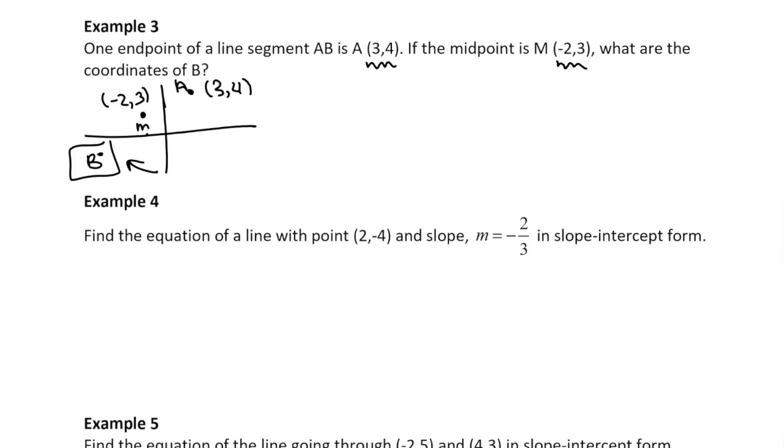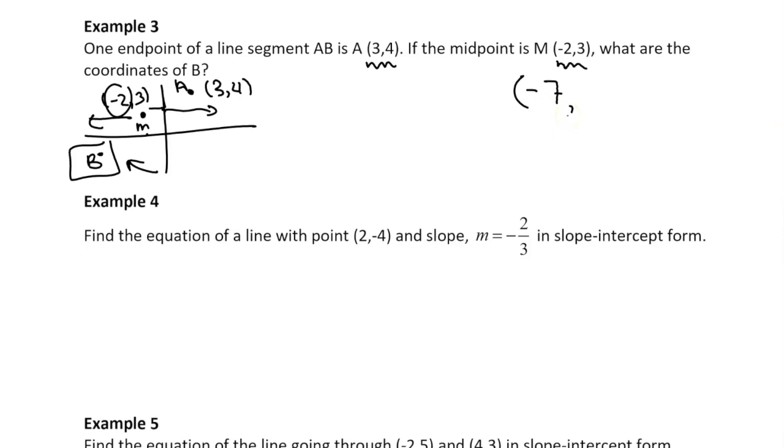You could probably even just count things over if you want to. There are lots of ways to think about it. I'm going to do this almost by looking at it, but if you want to look at the algebra of it, we could do that as well. Think about the x values. If -2 is in the middle, and I've gone all the way over to 3, I've traveled 5 units to the right, which means I would need to travel 5 units to the left to get to B. If I go 5 units to the left of -2, I would be at -7.